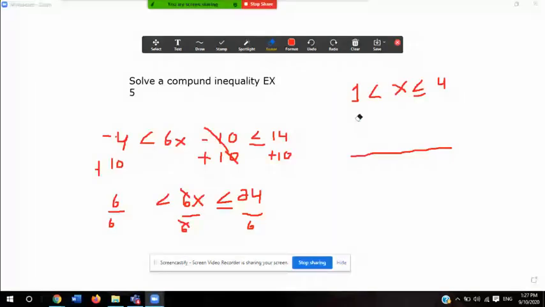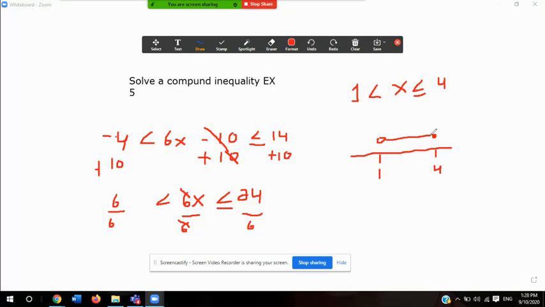So how do I go about graphing it? Well, very simple. Remember, we have a compound inequality. So I'm going to start at positive 1. But since 1 is not included, that is an open point. So I leave it expressed like this. And it's going to end at 4 because it's between 1 and 4. And 4 is included in my answer. So it's going to be a segment between 1 and 4. And that would be the end of that exercise. That is example number 5.